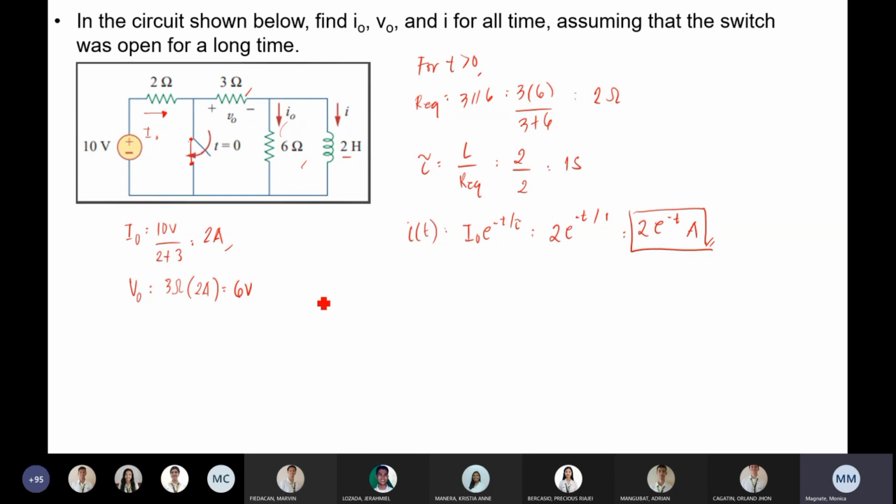May tanong ba? So, pag gusto natin i-solve, kunyari yung voltage ngayon kay inductor, di ba yung formula para sa voltage ng inductor ay equal sa L di dt. No? So, yung L natin is 2 Henry. Tapos, yung current ng inductor is 2 e raised to negative t, di ba? So, d of 2 e raised to negative t with respect to time t. So, derivative lang natin itong 2 e raised to negative t. Saan ba derivative nito?